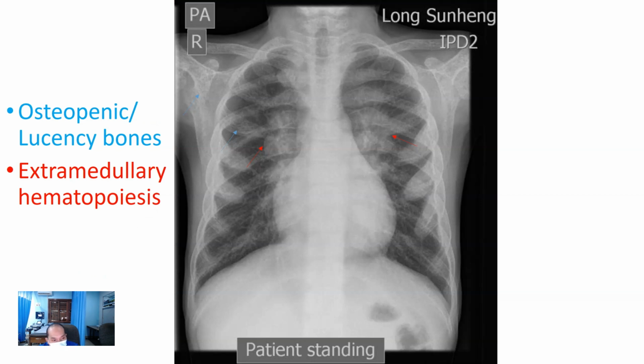So this is the case about extramedullary hematopoiesis, where we can also see generalized osteopenia, and we see the enlargement of the cartilage where the anterior rib inserts into the sternum, resembling a mass.